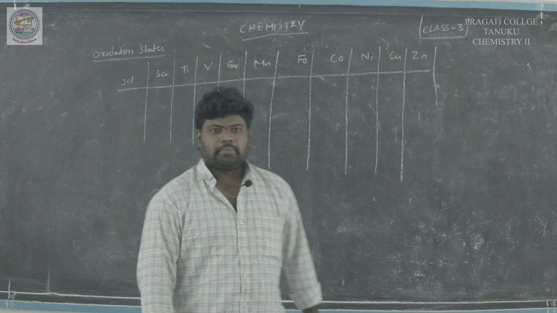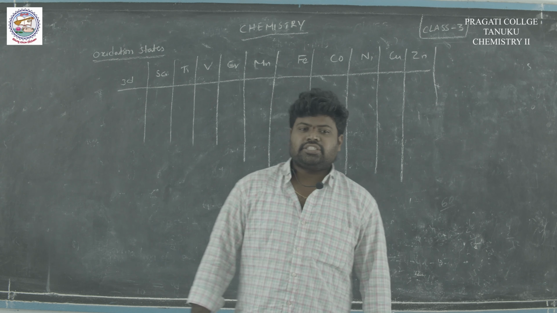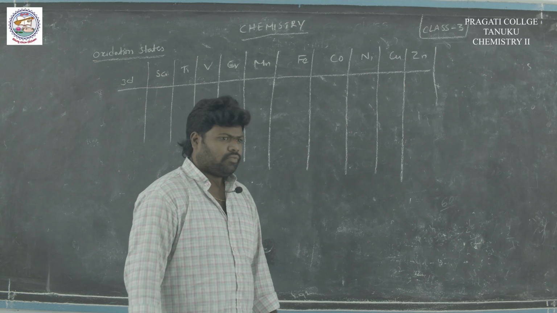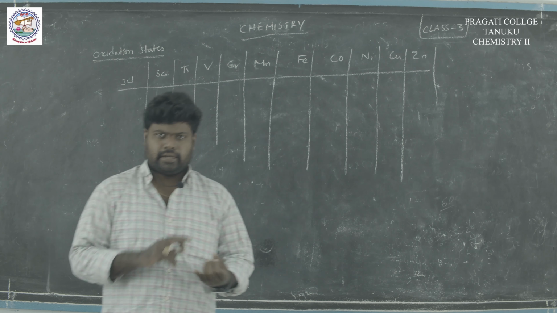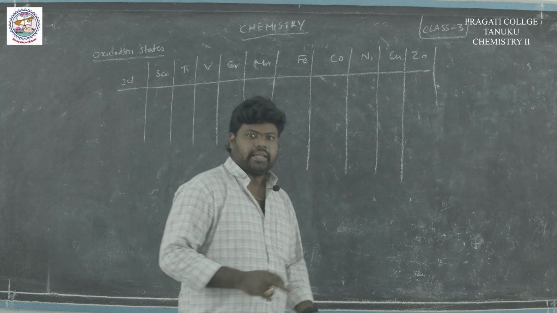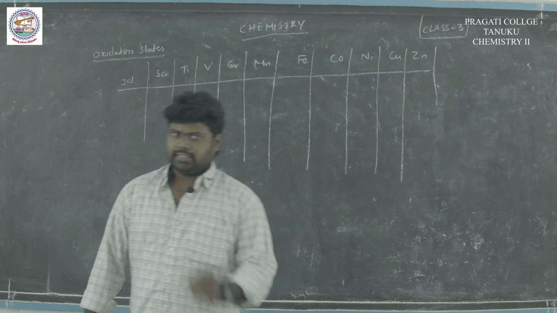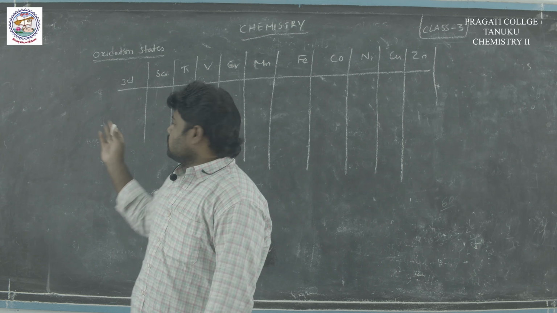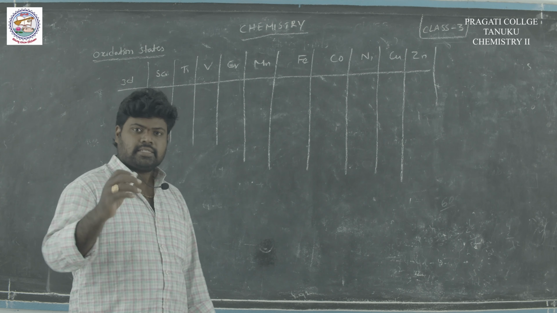Hi students, in the previous class we were discussing the properties of transition elements. First we discussed the atomic radius, then ionization energies, melting points and boiling points, and metallic character, and then we discussed the oxidation states. In the previous class, half of the part of the oxidation states was completed.